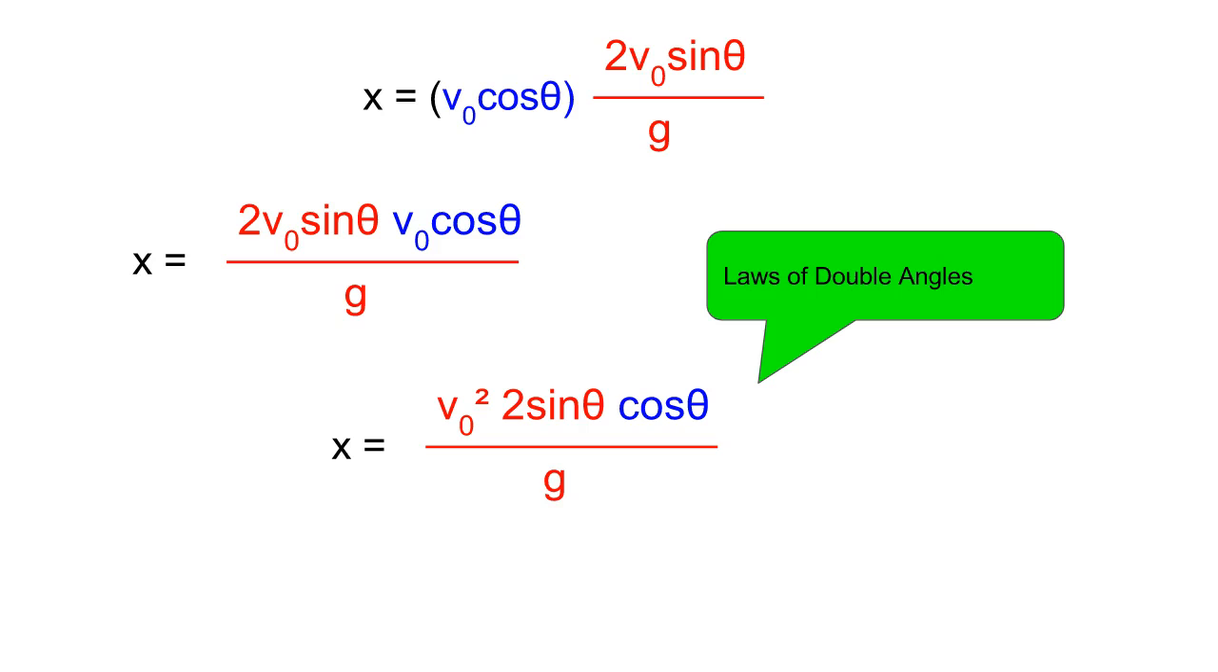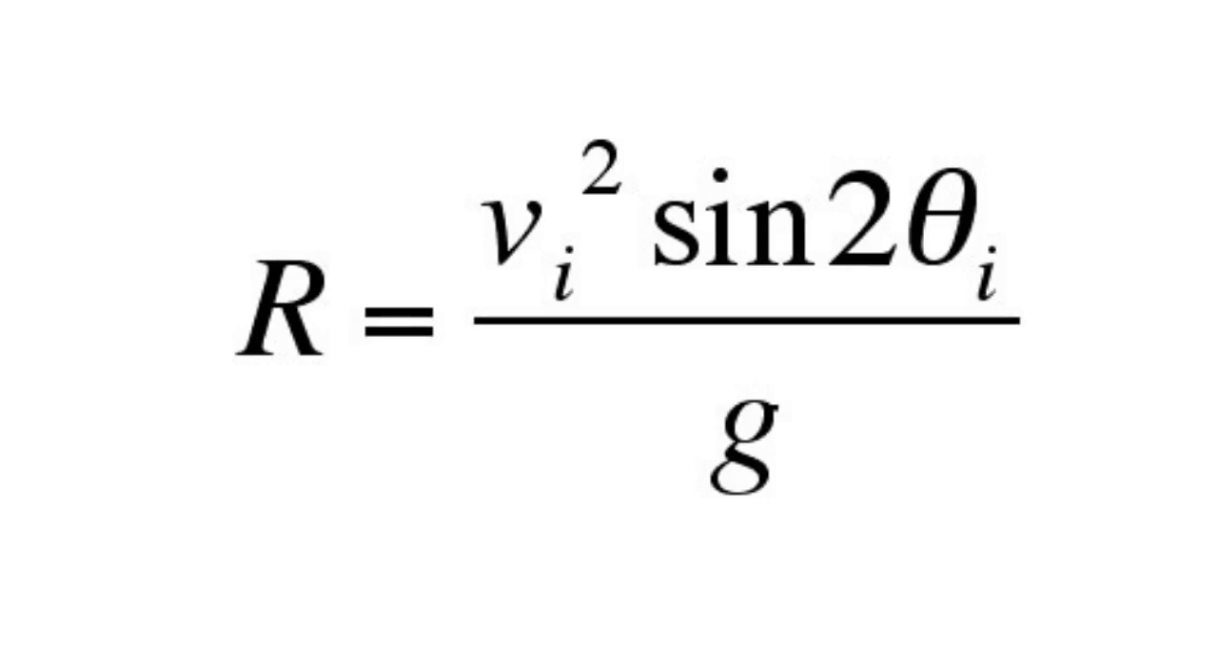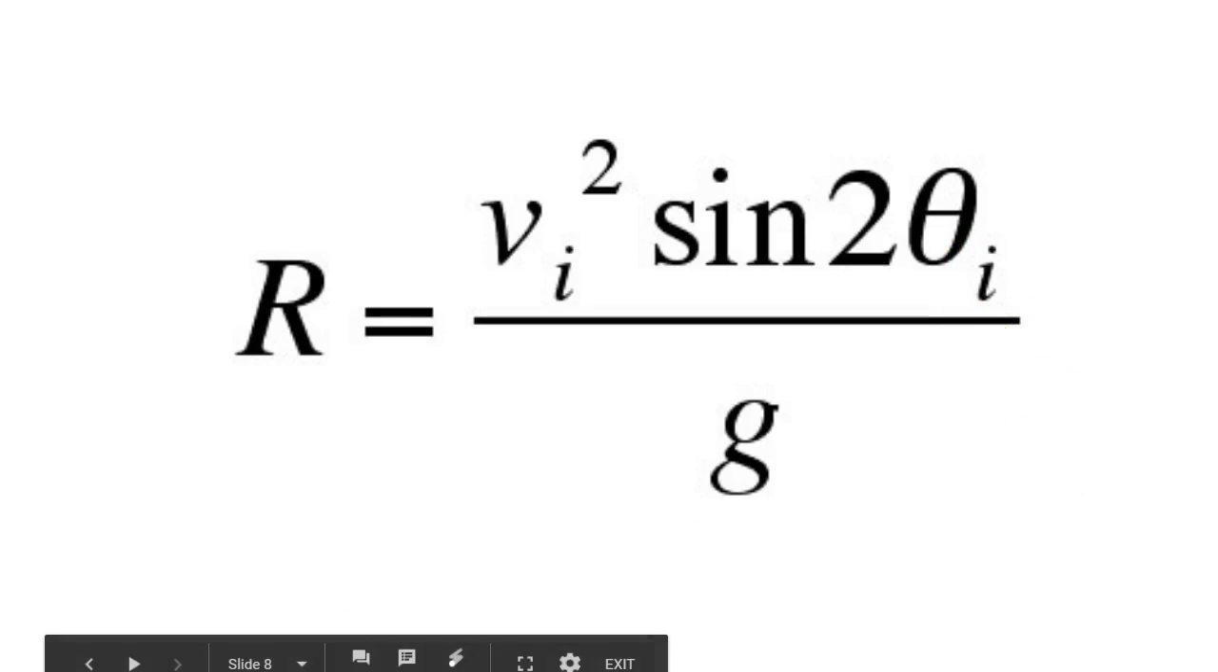If you have 2 times sine theta times cosine theta, that is the same as saying sine 2 theta. It's mathematically equal. So now we end up with x equals the initial velocity squared times sine of double the angle divided by g. This is normally how this formula is shown in every textbook I've looked at, except for yours. And this is called the horizontal range formula. So the horizontal range is equal to the launch velocity squared times sine of double the initial angle divided by g.